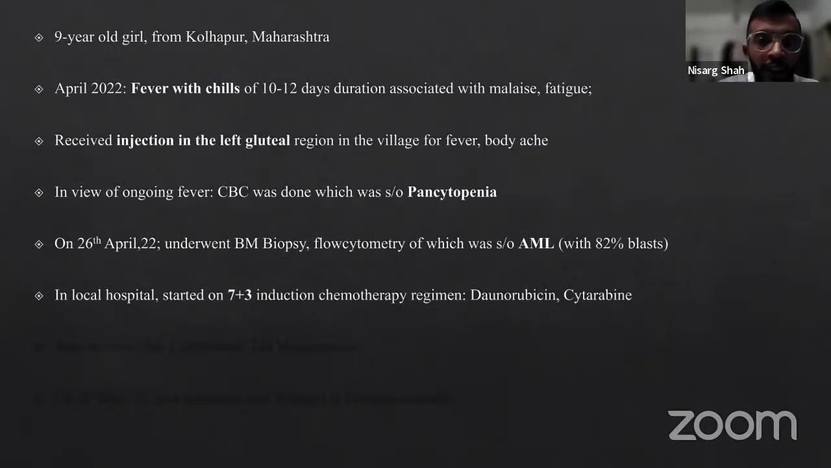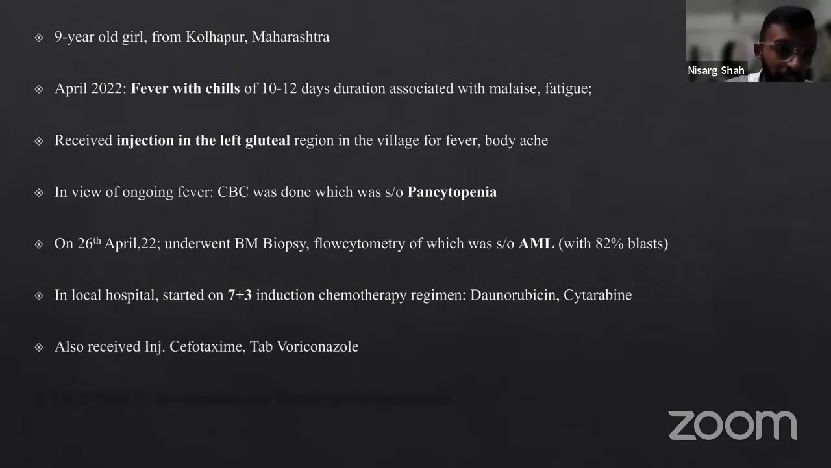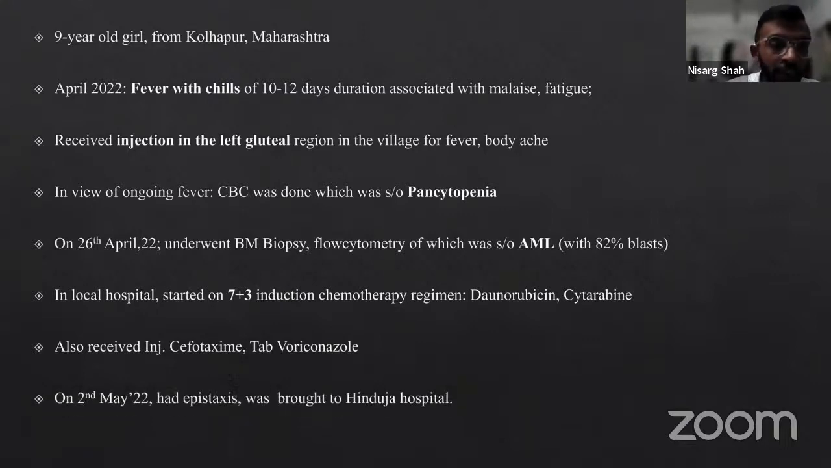Now, in the local hospital, she was started on the 7+3 induction chemotherapy regimen for AML containing daunorubicin and cytarabine. Simultaneously, she also received cefotaxime as well as voriconazole, probably for antifungal prophylaxis. On 2nd of May, she had epistaxis and the relatives brought her to Hinduja Hospital.